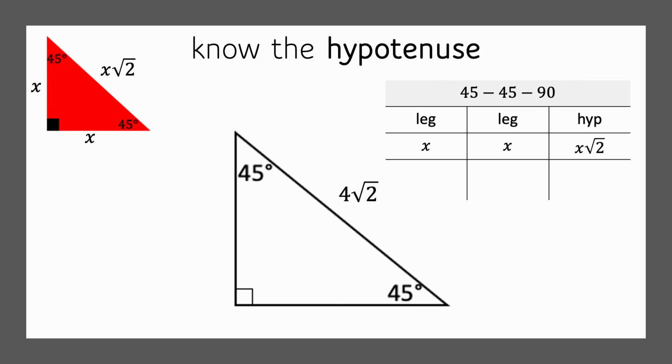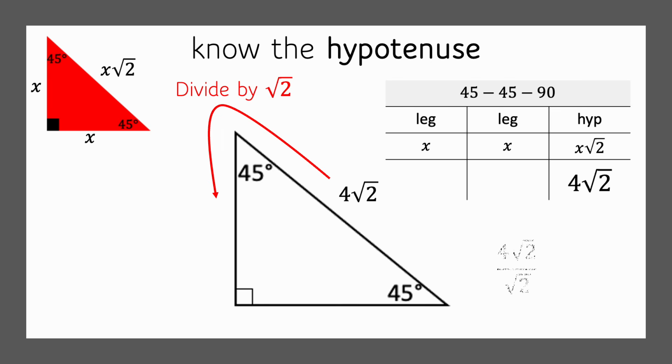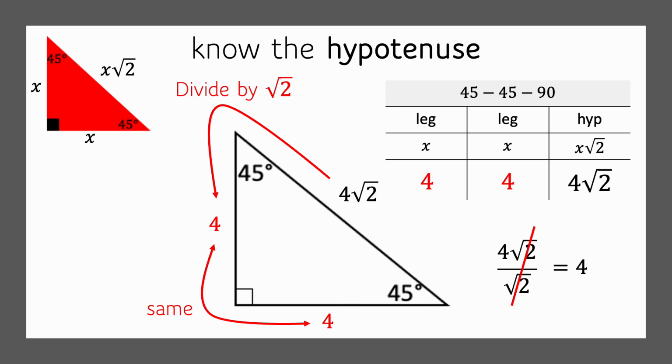So for this triangle, we know that the hypotenuse is 4 times the square root of 2, so I'll put that in my table. So we're just going to divide by root 2. And so 4 root 2 divided by root 2, those root 2's just cancel out, and we're left with just 4. So that's one of my legs. And if I know one leg, I automatically know that the other leg is the same, also 4.